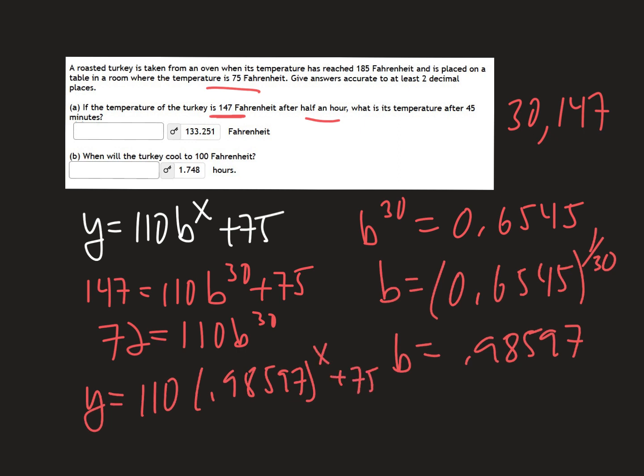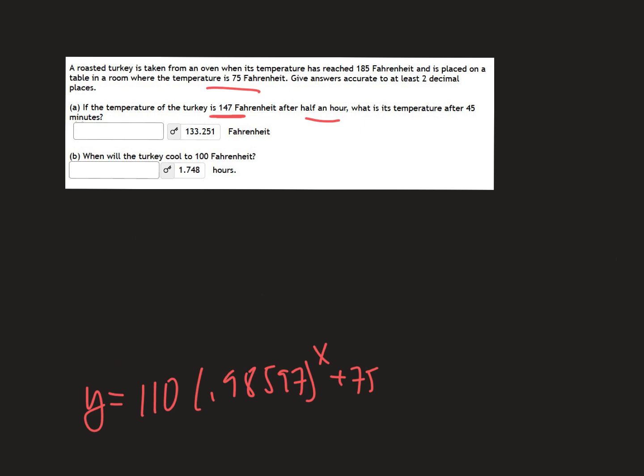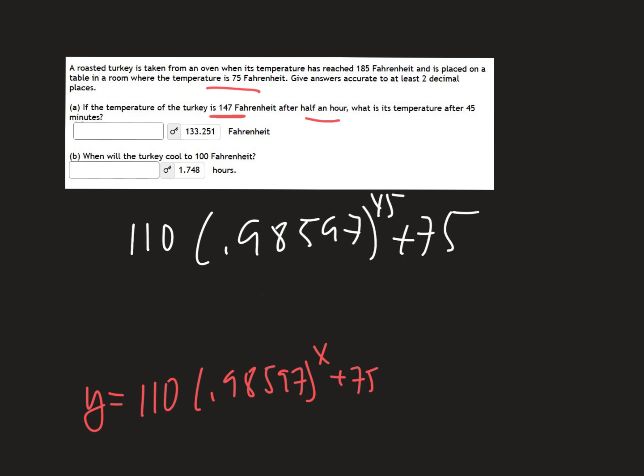So let me clean some stuff up so I can finish this up. So to answer question A, they want us to find the temperature after 45 minutes. So that means t or x is 45. So 110 times 0.98597 to the 45 plus 75. And this is just typing it in. If you've got a TI-80 calculator, or you can use Google Calculator.